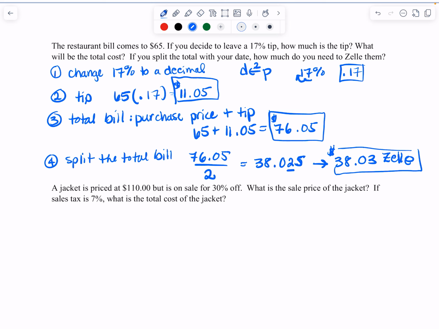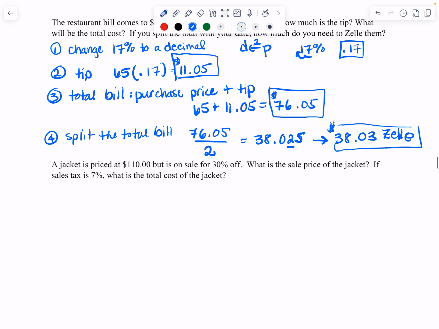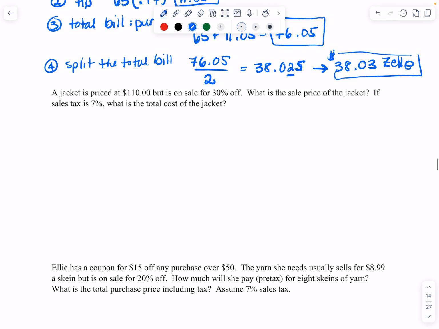All right, so let's look at this next one. A jacket is priced at $110 but is on sale for 30% off. What is the sales price of the jacket? If the sales tax is 7%, what is the total cost of the jacket? Okay, so let's do the first thing. We got to find the sales price first.